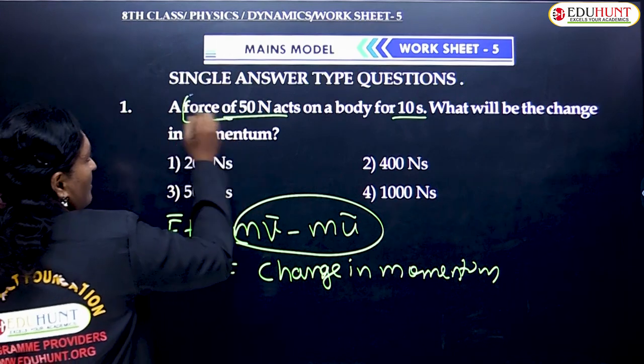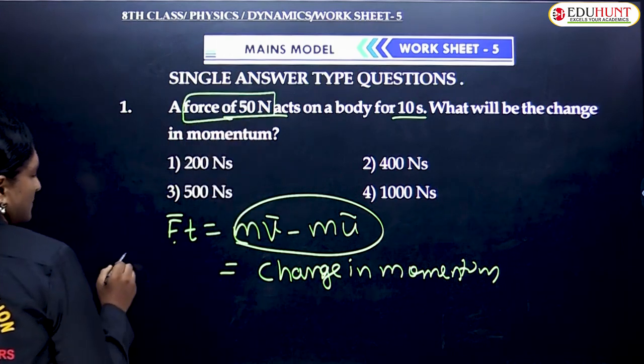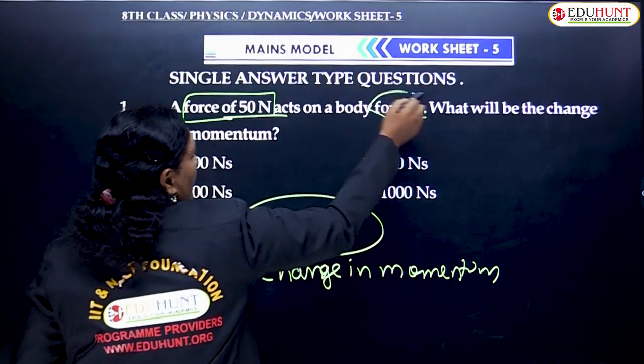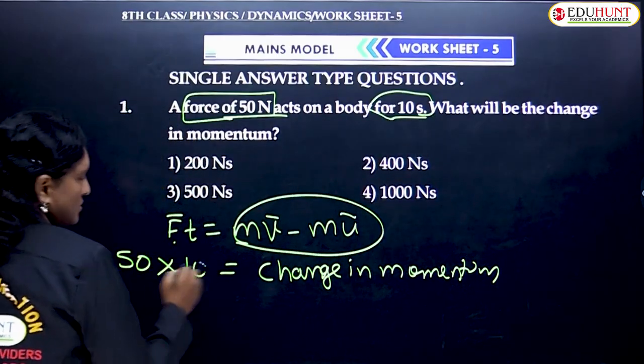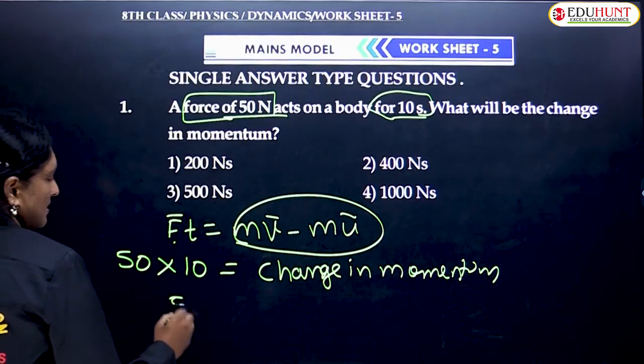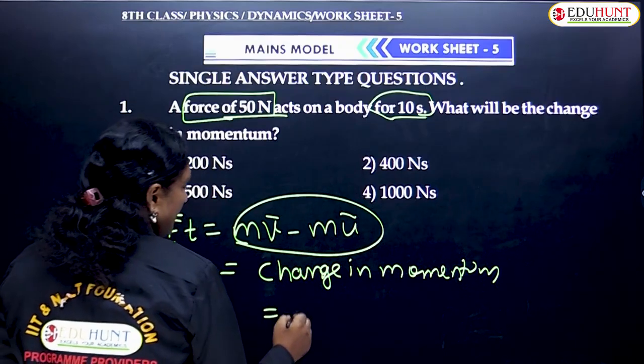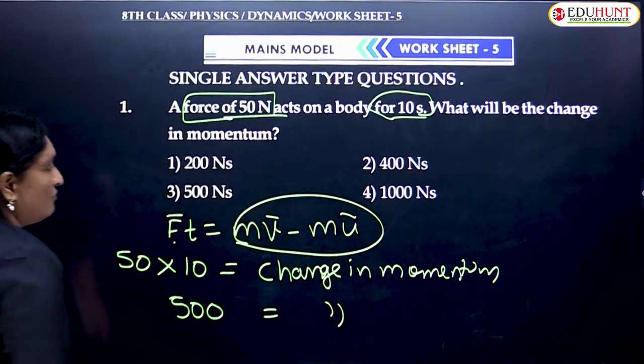How much force have they given you? 50 newtons. Force is given as 50 newton, multiplied by how much time, children? 10 seconds. So the change in momentum is equal to 50 into 10. That is 500. So change in momentum equals 500.